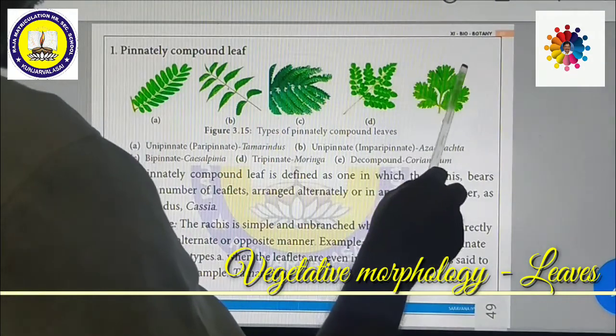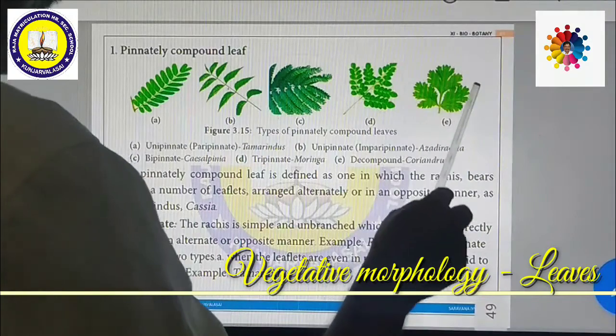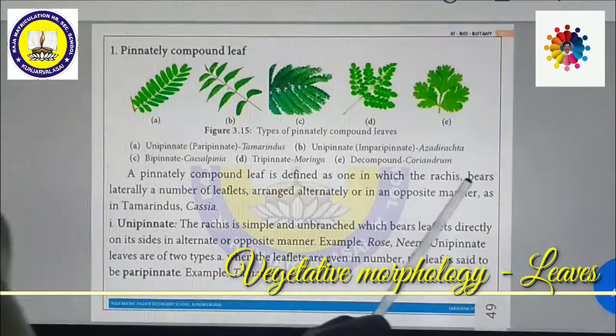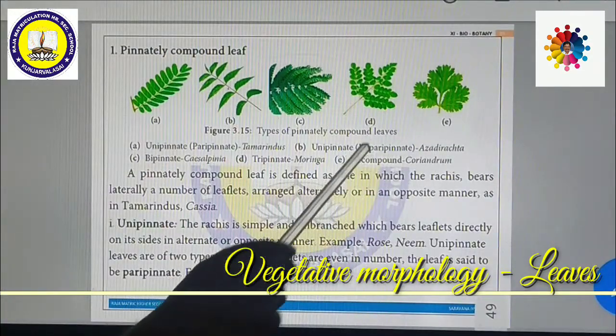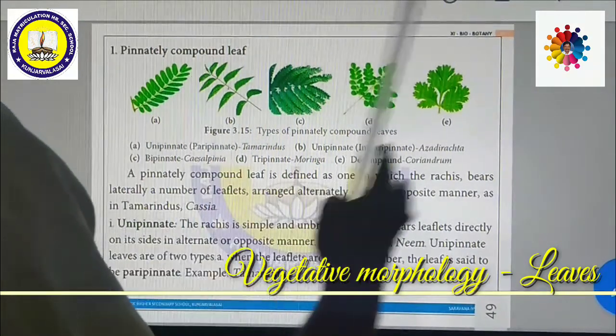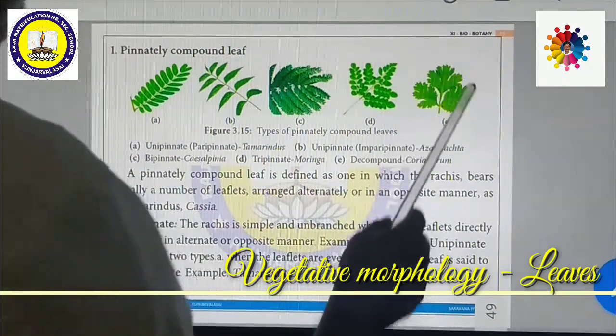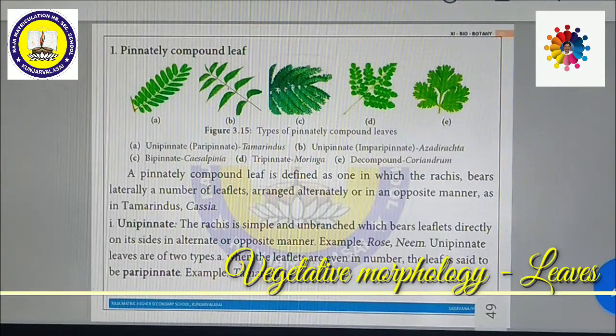The fifth one is called the decompound leaf, in coriander. Coriander means Kottamalli. So these are having multiple branches. These are a very good example for decompound. Now we shall see one by one.